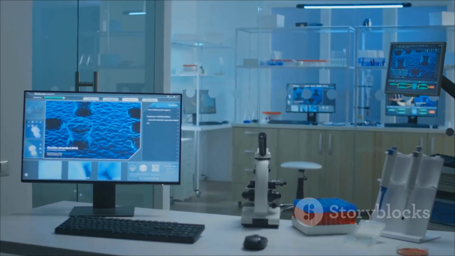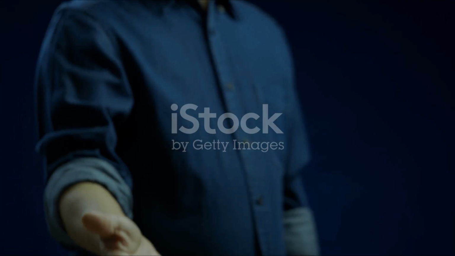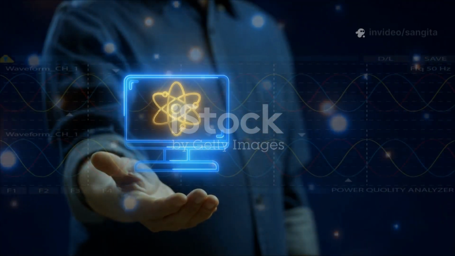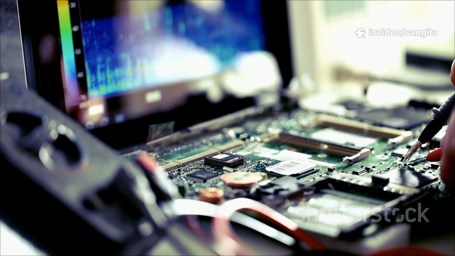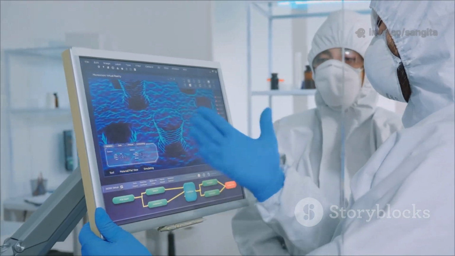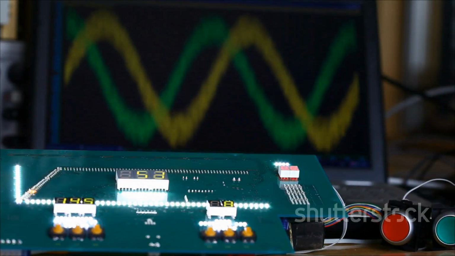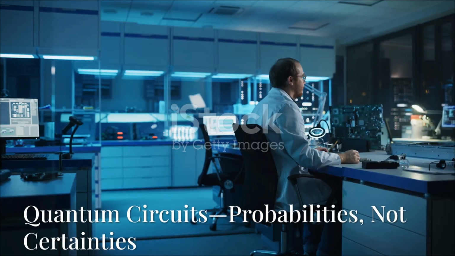So let's talk about some examples of quantum gates. The Hadamard gate, often called H, creates superposition. Then there's the Pauli-X gate, which is kind of like the quantum version of a NOT gate. The CNOT gate is used to entangle qubits. And finally, we have the T and S gates, which are phase shift operations.